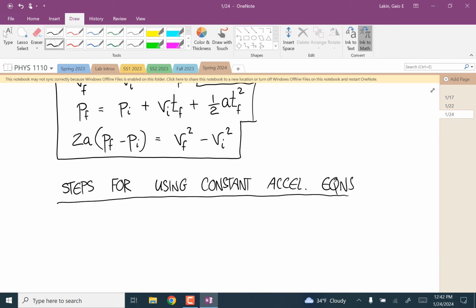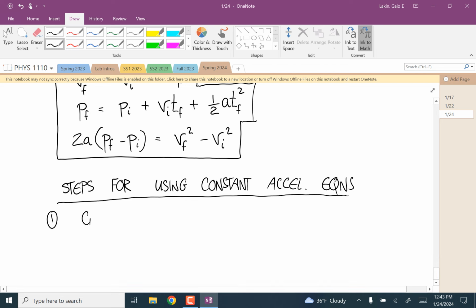So the first step is you have to choose 4 things. And this is related to when we were talking before about before you can draw a position versus time graph, you have to choose an instant that corresponds to turning on the stopwatch. When are you going to turn the stopwatch on? You have to choose a reference point, something that you're going to call 0 position, and you have to choose which direction is positive and which is negative.